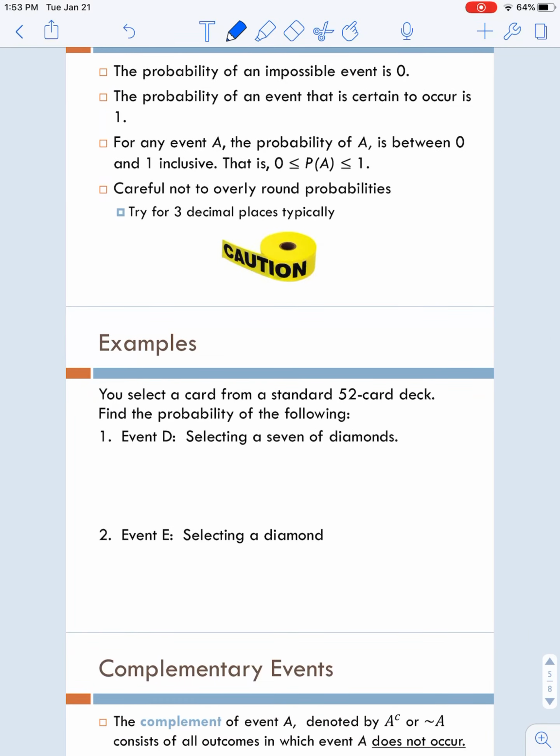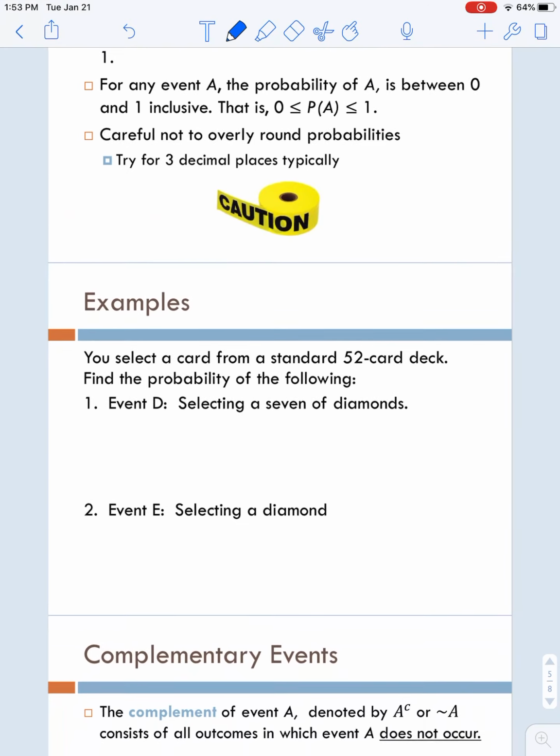So here's a couple of practice problems. If you feel comfortable enough trying these on your own, go ahead, try them, and then pause the video and fast forward to check. But I'm going to walk you through them. We're going to try to find the probability of event D, which is going to be selecting a 7 of diamonds. If you don't know your cards, I will do my best to explain it to you.